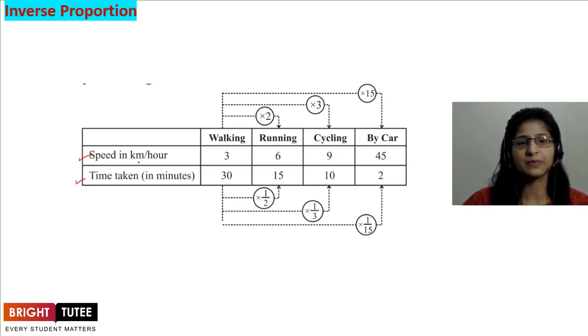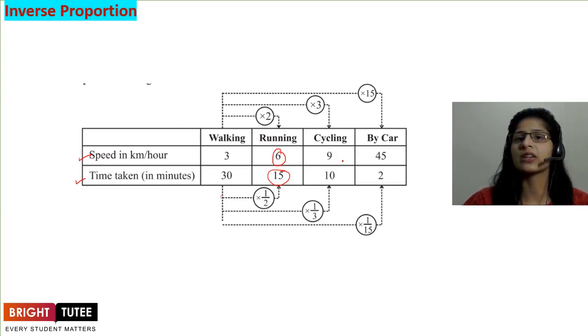So here is an example, just see. For walking, if the speed is 3 km per hour, the time taken is 30. Now for running, when the speed is 6 km per hour, we have multiplied 3 with 2. So here also 30, we have increased the speed, so time will be half, that is 15 minutes. Now for cycling, we are making the speed go 3 times, so the time will be 1 upon 3, right?